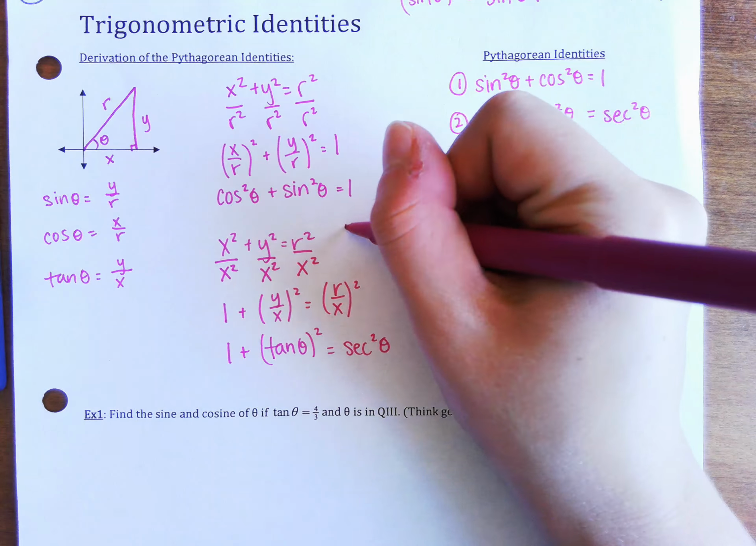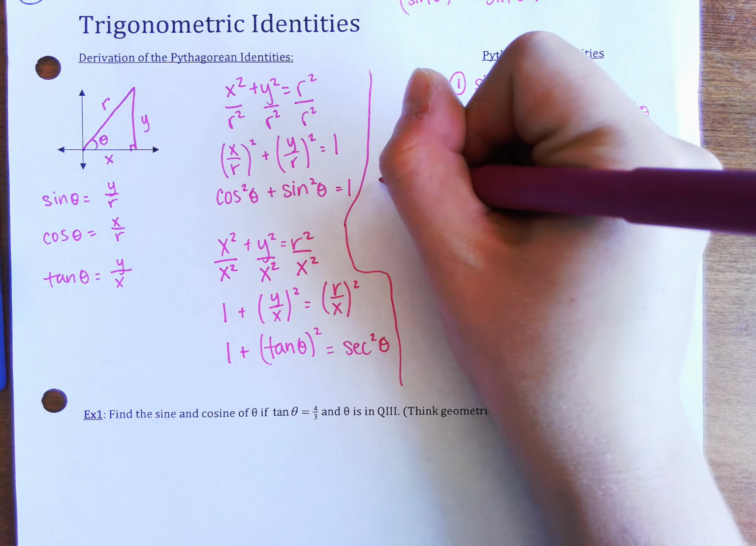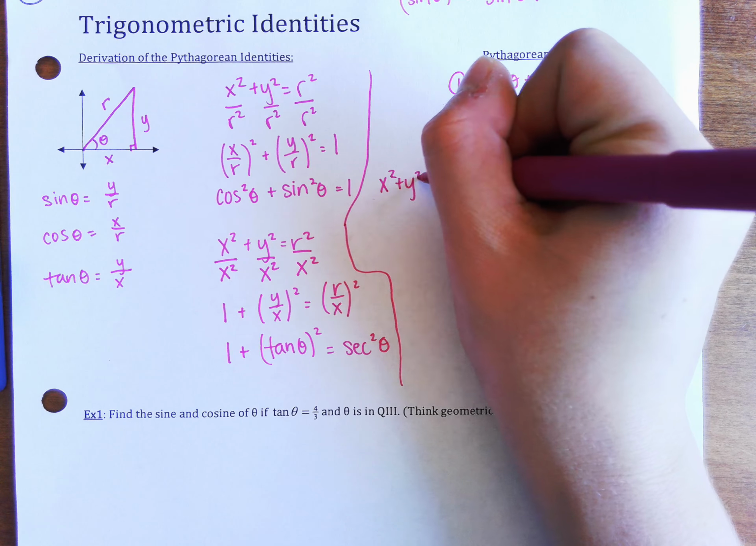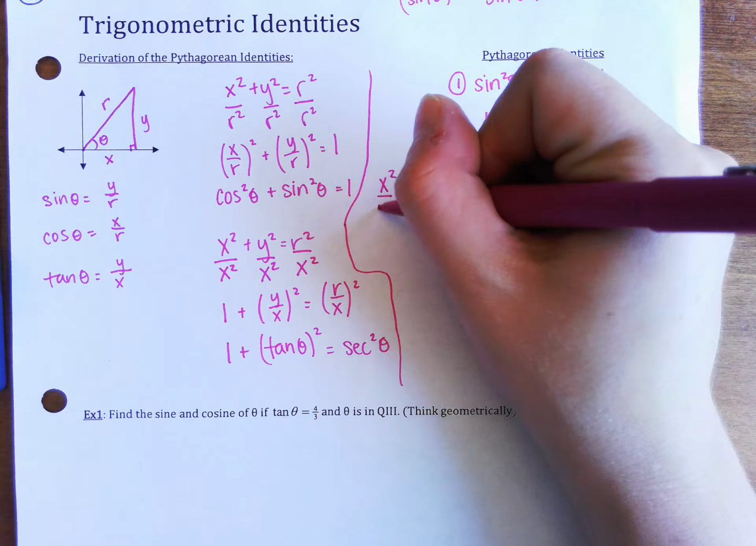And last time we're going to do the same thing, except this time, you guessed it, instead of dividing by x squared or r squared, we're going to see what happens if we divide by y squared.